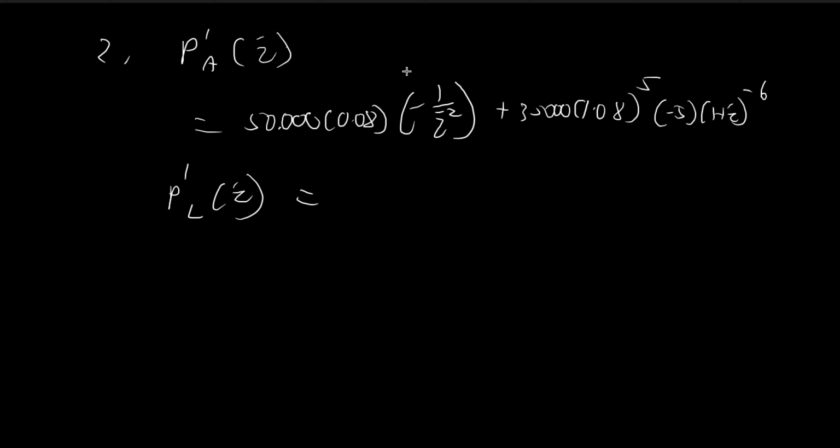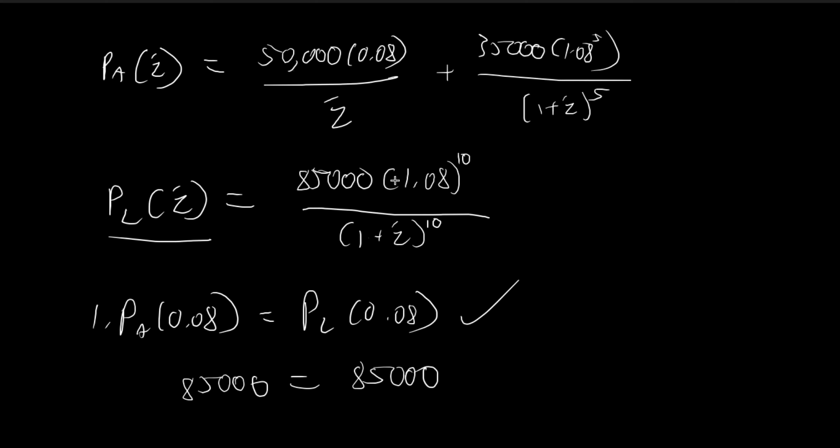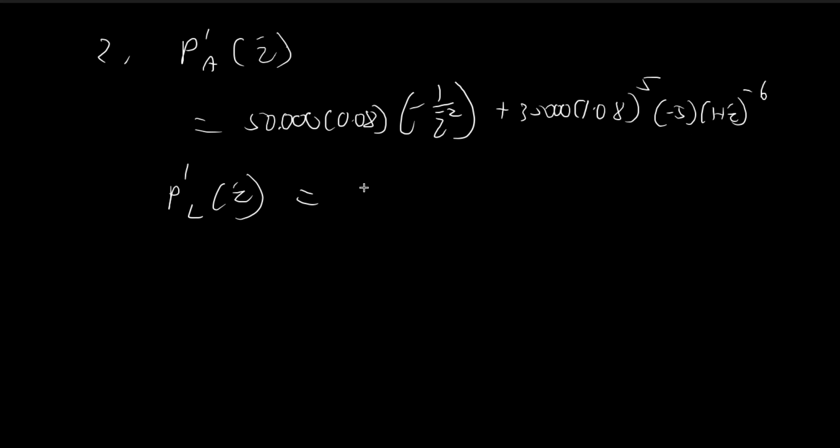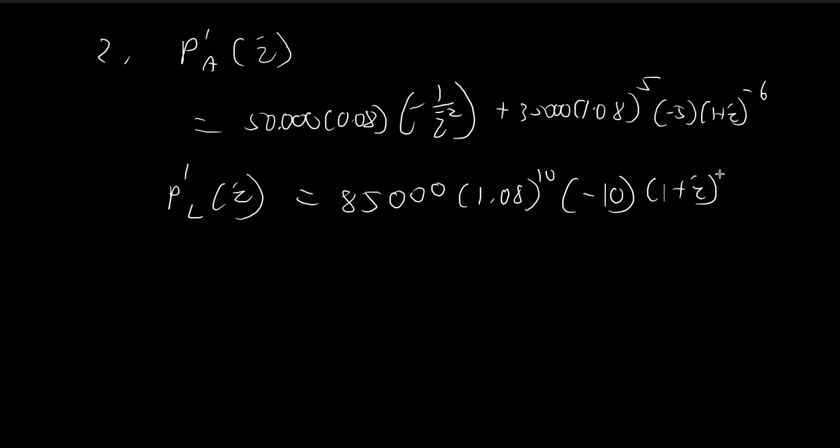And then we do the exact same thing for PL. And this is going to be fairly straightforward as well. So we're just differentiating this, the I is at the bottom here. So we have $85,000, and then times 1.08 to the power of 10, and then put the negative 10, 1 plus I to the power of negative 11. So this is the derivative of PL. So now we need to determine whether both of these are equal or not.